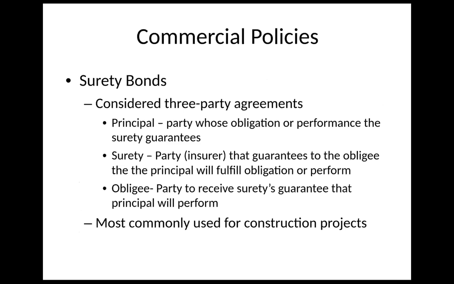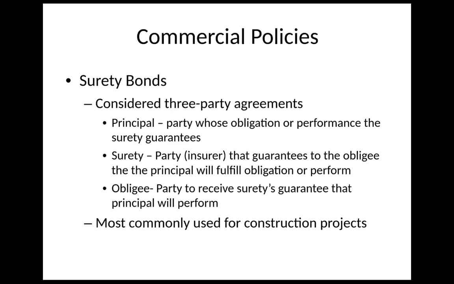This is usually used in construction, right? So the contractor that's building is the one whose obligation of performance the surety is going to guarantee. The surety is the party or the insurer that guarantees the obligee that the principal will fulfill the obligation to perform. So the surety might be the bank or the bondholder, and the obligee is the party who received the surety's guarantee that the principal will perform.